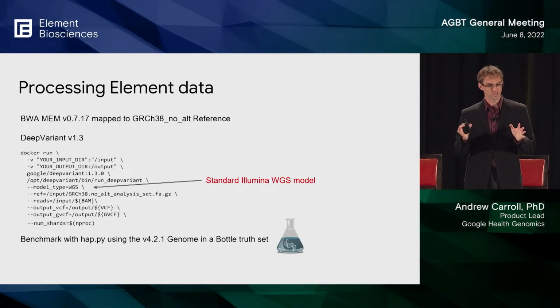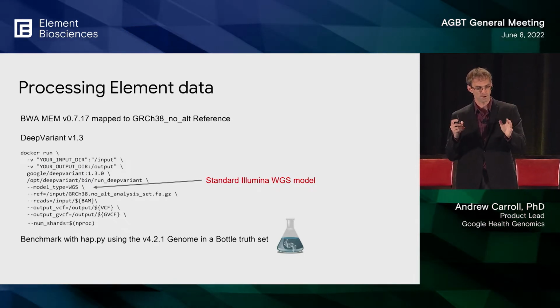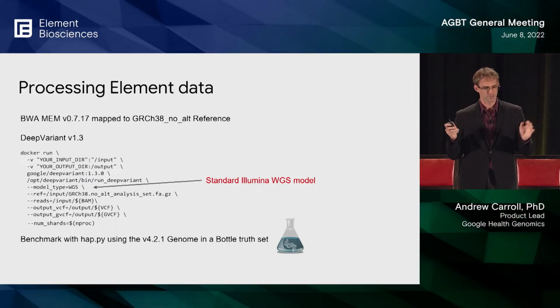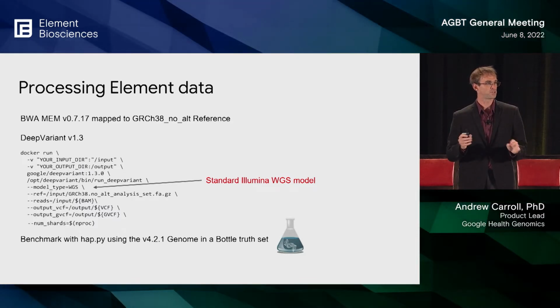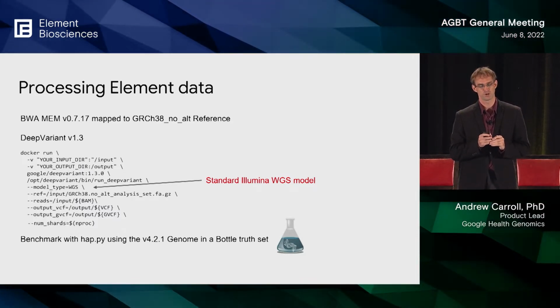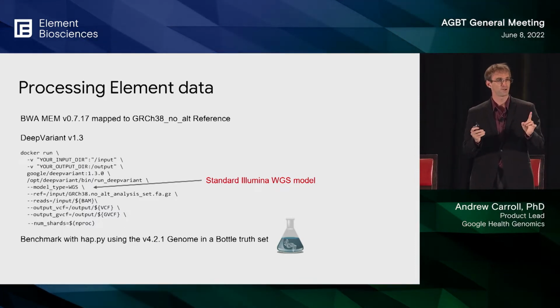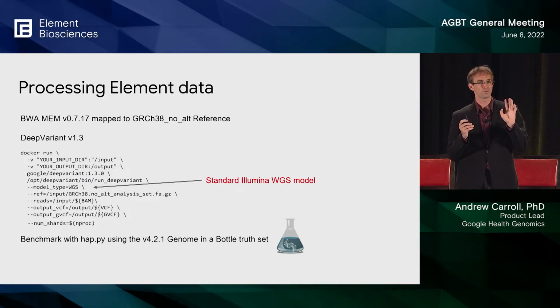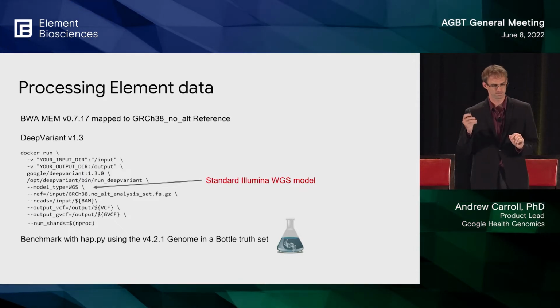So the first thing that we do is we just take standard Illumina workflows. We're going to take BWA-MEM, map it to the standard GRCh38 reference, and we're going to use the DeepVariant Illumina model out of the box. And we're going to benchmark all of these things with the Genome in a Bottle v4.2.1 truth set. Oh, and to clarify, we use HG003, which is withheld from all training in this case. So the neural network has never been trained on this data.